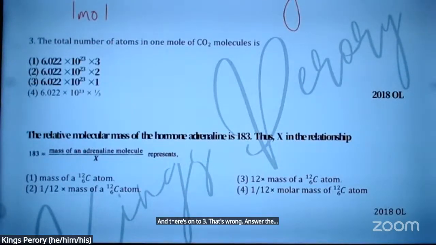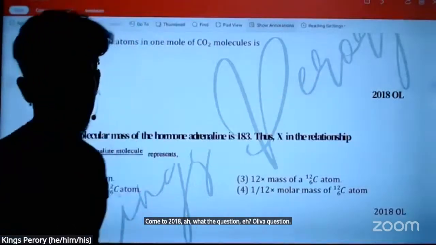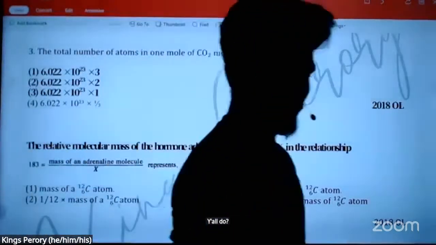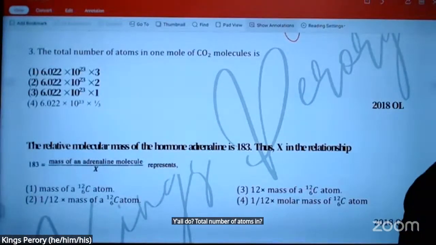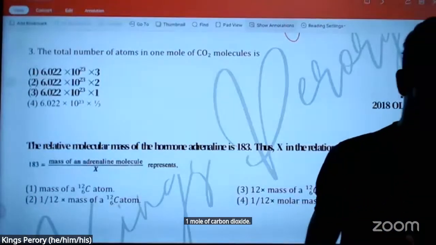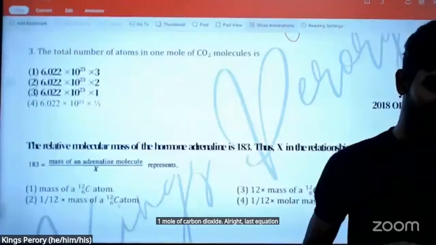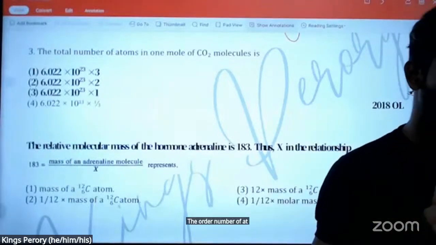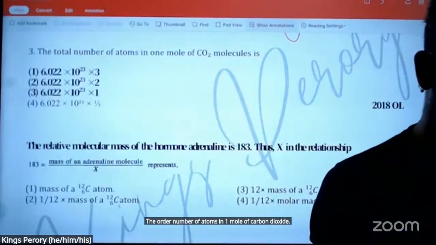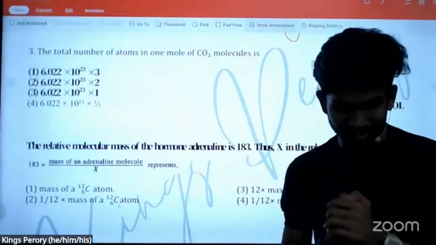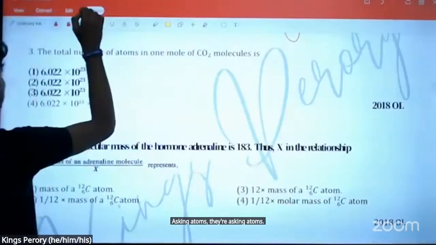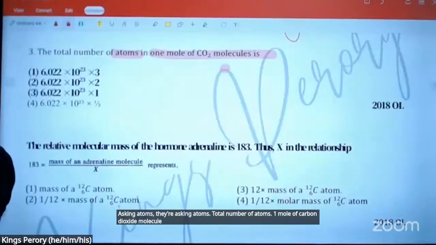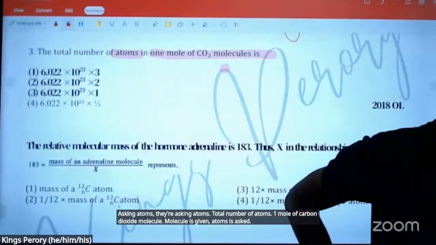Come to 2018. This is an O-level question. Total number of atoms in 1 mole of carbon dioxide. The last equation I taught you is applied here. They're asking atoms. Total number of atoms. 1 mole of carbon dioxide molecules. Molecule is given, atoms is asked. All of you send the answer.